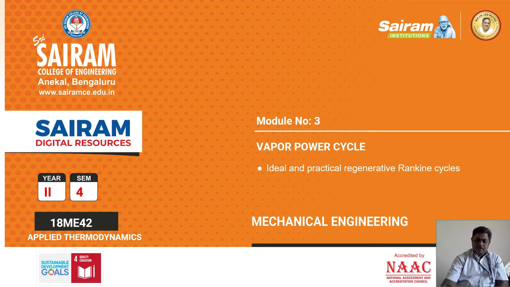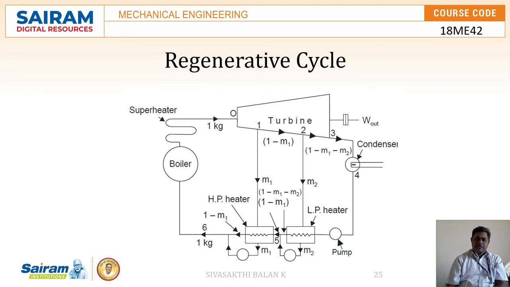This is how a typical regenerative cycle works. To be frank, the complete process starts from the boiler, the heat addition process. The high temperature superheated steam coming out from the boiler enters the turbine, and once it comes out from the turbine it enters a condenser where it gets condensed, and then the condensed water enters the pump and is pumped back to the boiler.